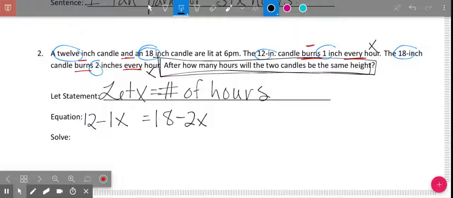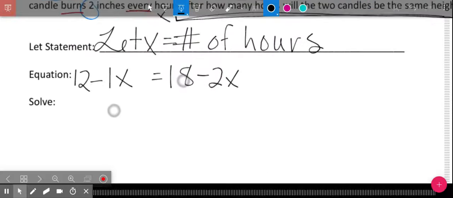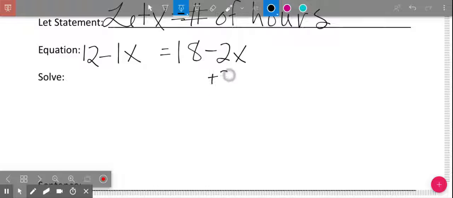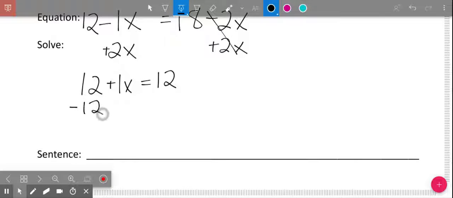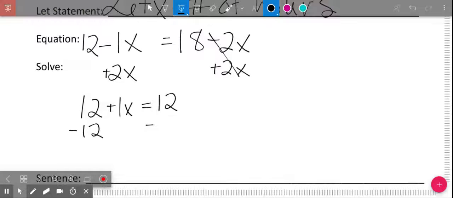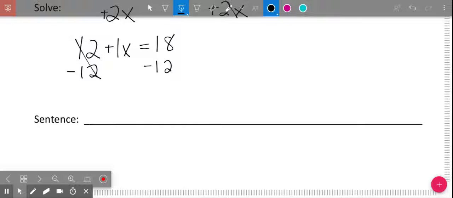All right. So now we just need to solve this like normal. So I'm going to add 2x to both sides. That cancels out. So I'll have 12. Negative 1 plus 2 gives me plus 1x equals 18. Subtract the 12. I said 18 and wrote 12. My bad, guys. So we subtract the 12. Those cancel out, and I'll get 1x is equal to 18 minus 12 gives me 6.